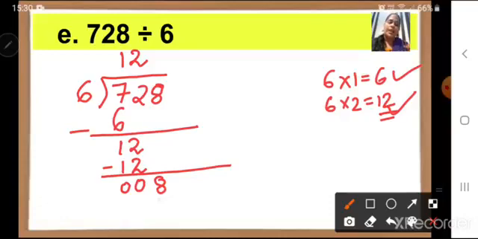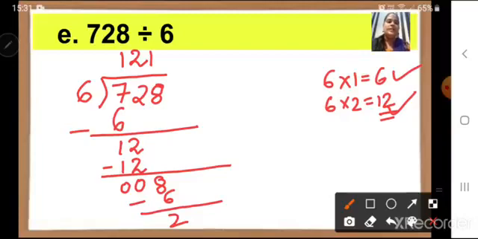Now 8 also we have to divide. Okay. 8 divided by 6. What will it come? Again 6 ones are 6 only we have to take. Because 6 twos are 12. It is bigger than number 8. We cannot take that. So write here 6 ones are 6. Okay. Then minus. 8 minus 6 is 2.